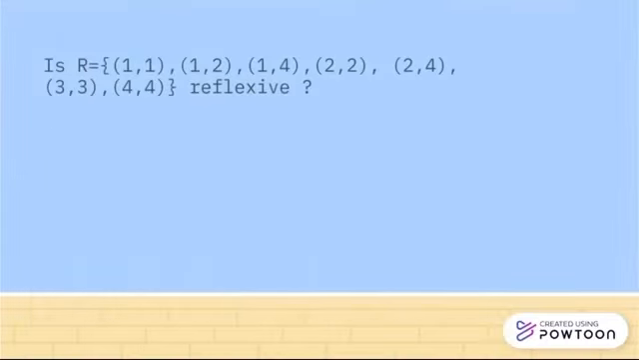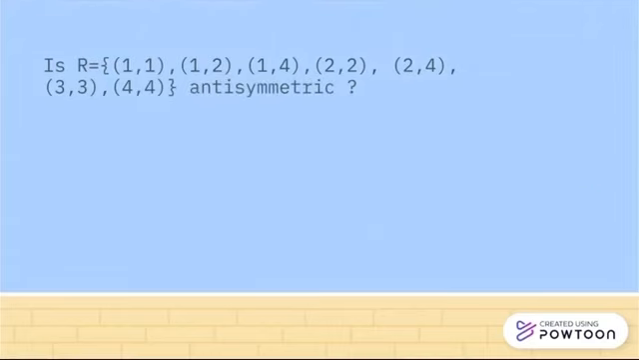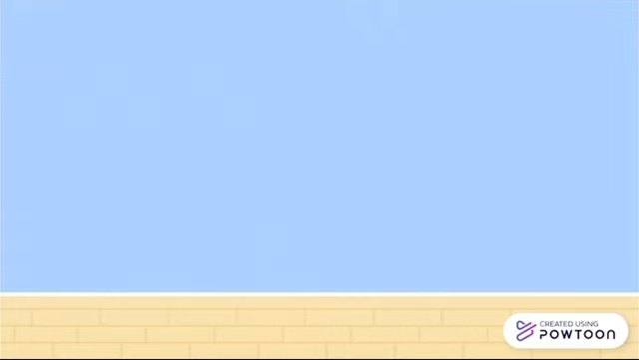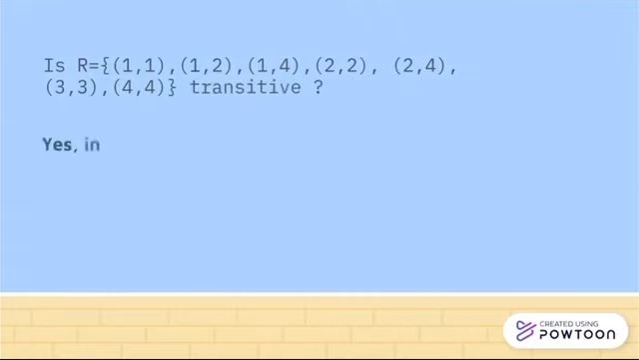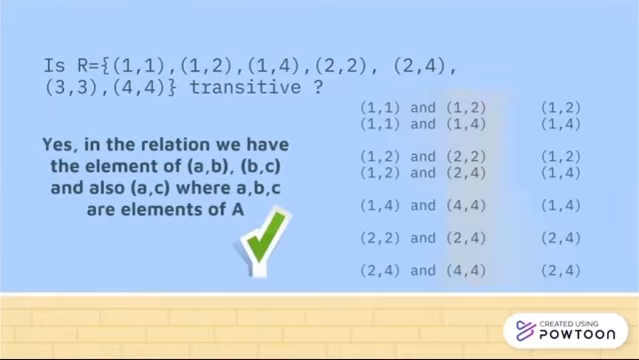So firstly, is R reflexive? Yeah. All diagonal elements are in set A, which are (1,1), (2,2), (3,3), and (4,4). Is R antisymmetric? Yeah. By ignoring reflexive elements, there are no symmetric elements in set R. Is R transitive? Yeah, for (A,B), (B,C), and (A,C) are elements of R.